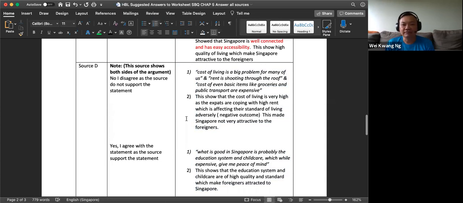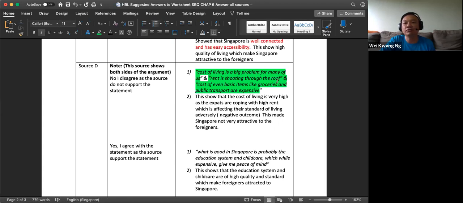I don't agree, or I disagree, because the source does not support. So you need to find evidence that shows that the source is not supporting. So for example, cost of living. Okay, so I'm using quotation. I'm using two sets of quotation over here. In the examination, there's no need to do that. One set is good enough. So the quotation that I pick up is "cost of living is a big problem.